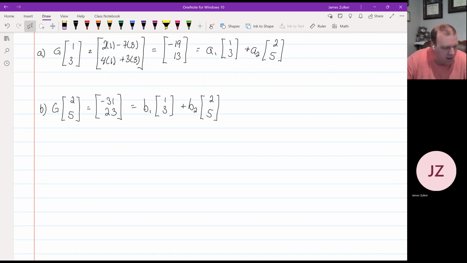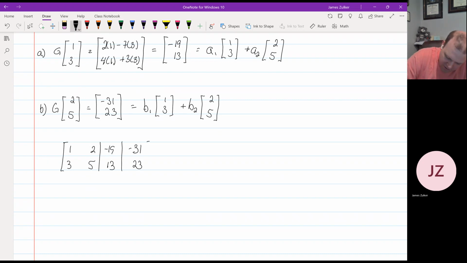Well, now we have two systems to solve. Coefficient matrix will be 1, 3, 2, 5. Now let's augment it with negative 19, 13. But we can actually do a double augment. Let's go ahead and augment it with the other transformation, negative 31, 23. And let's row reduce this.